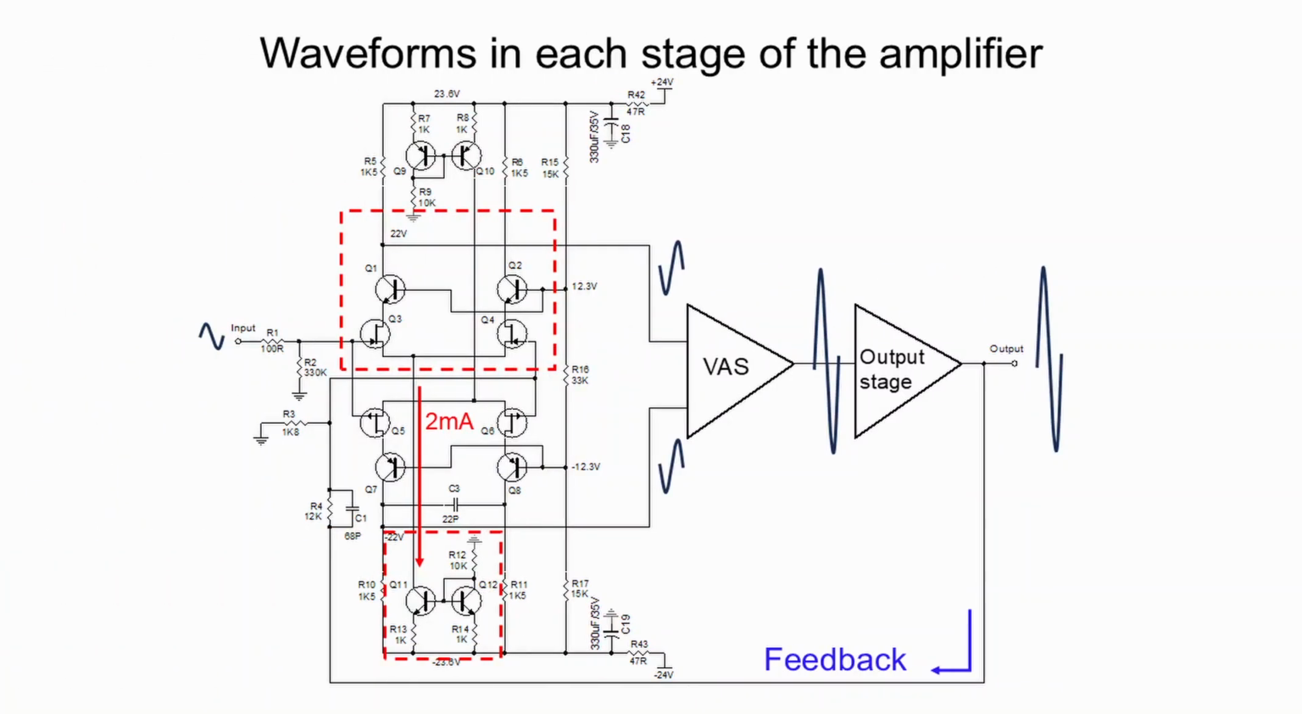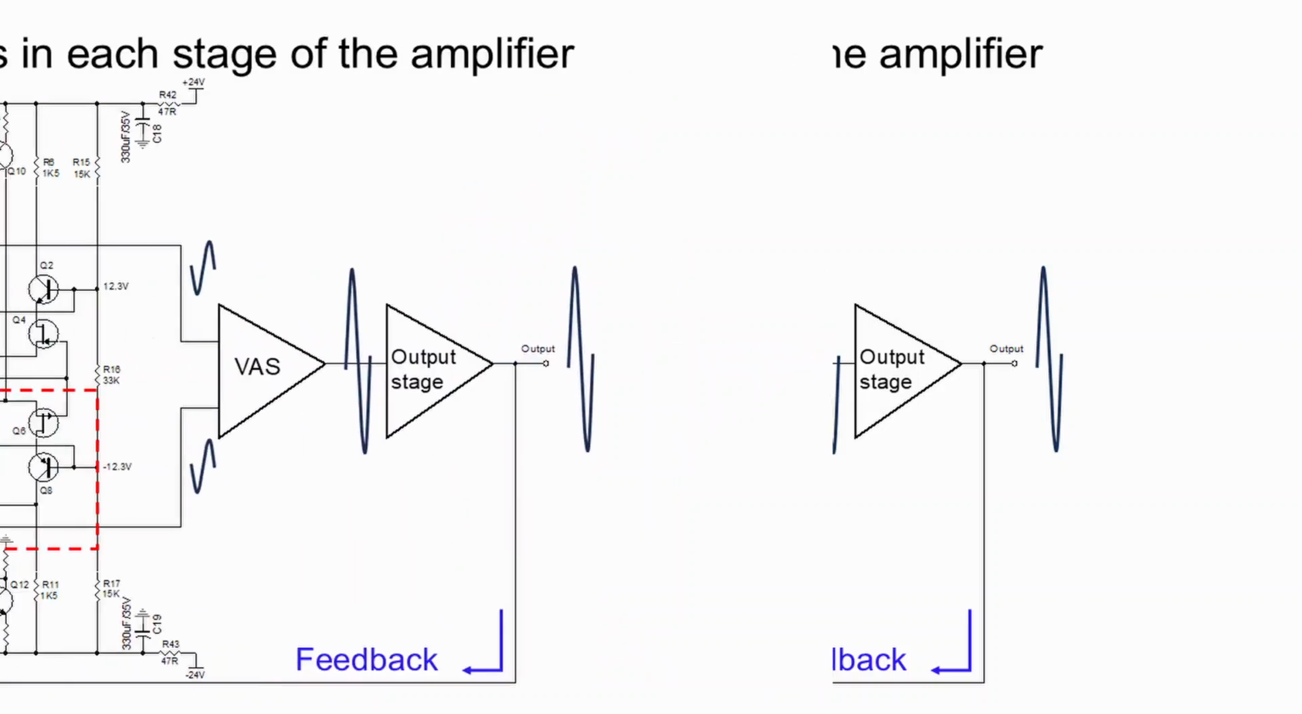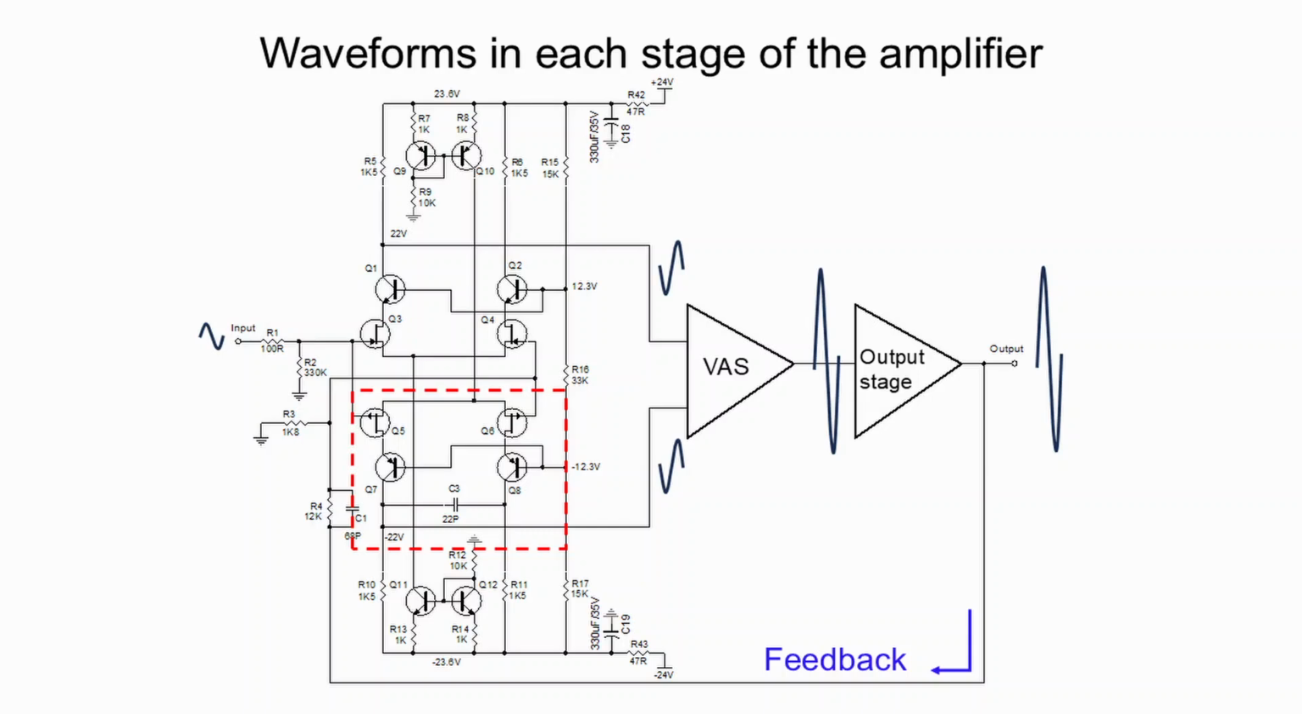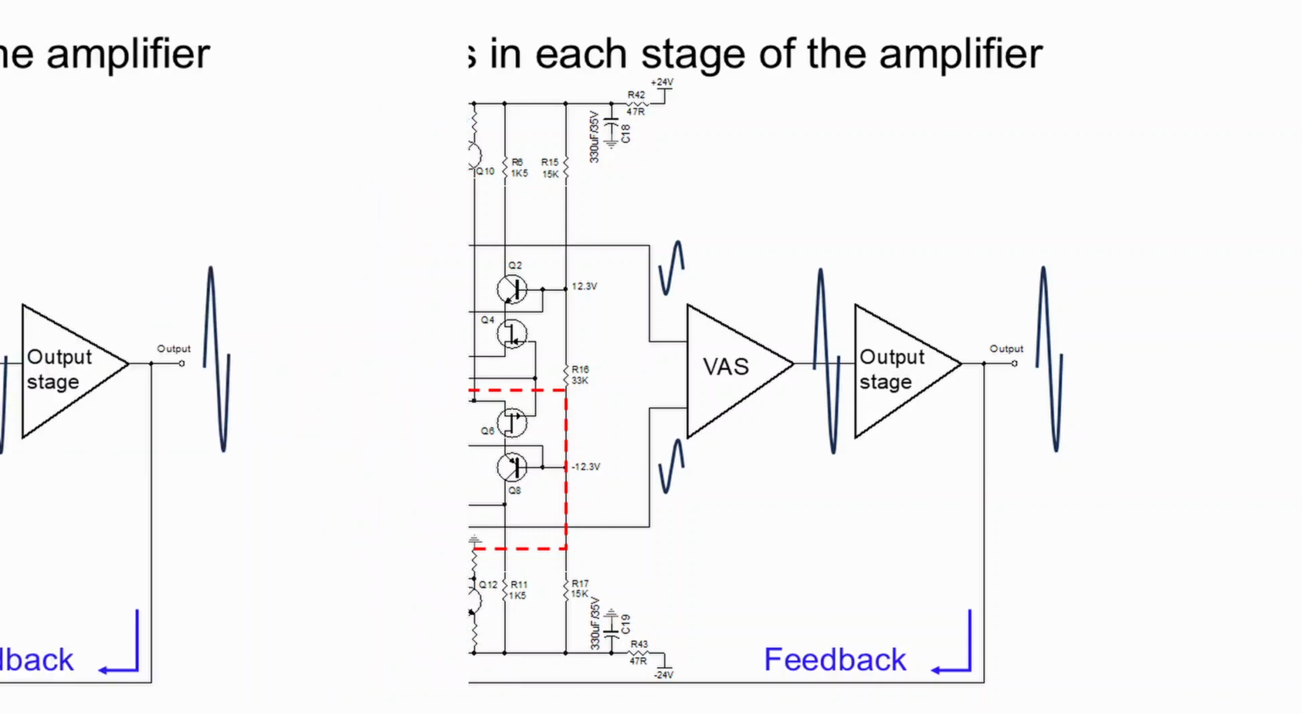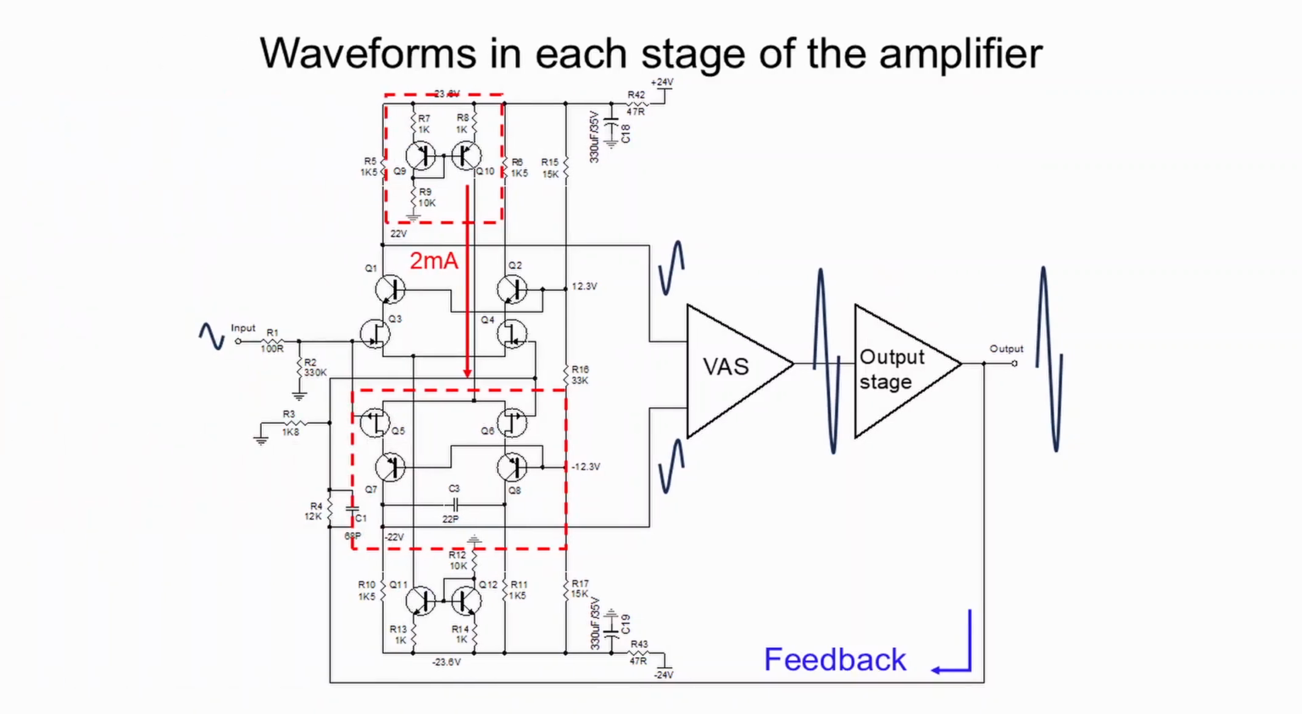Transistors Q11 and Q12 form a current source that produces a tail current of 2 mA for the first differential amplifier. The second differential amplifier is formed by transistors Q5 to Q8. Transistors Q9 and Q10 form a current source producing a tail current of 2 mA for the second differential amplifier.